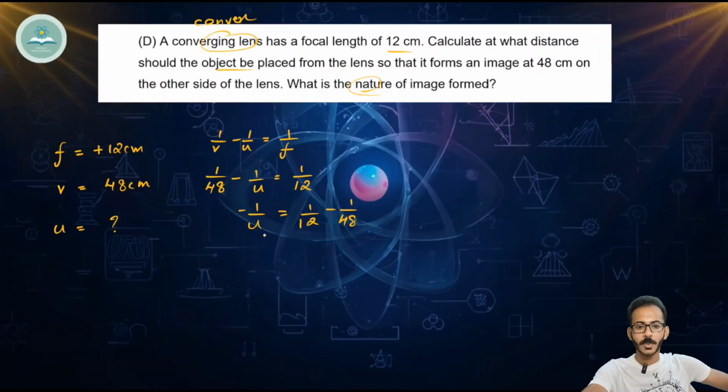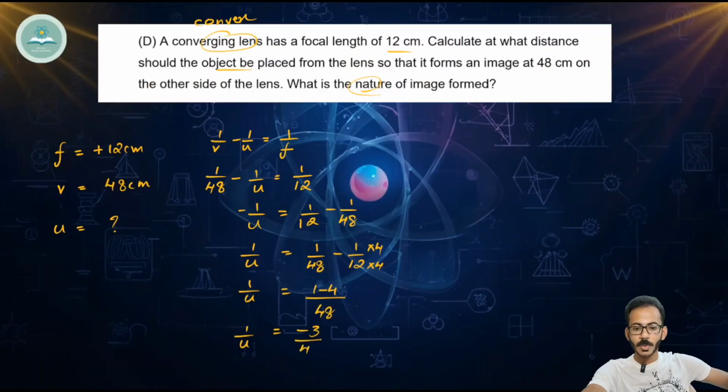So if I multiply everything with minus, then I'll get 1 by U is equal to, here it will become plus, here it will become minus. So I'll write 1 by 48 minus 1 by 12. Here I know that 12 into 4 will be 48, so I'll just multiply with 4. Now I'll get 1 by U is equal to 1 minus 4, divided by 12 into 4 is 48. Here also it's 48, common denominator. So 1 by U is equal to minus 3 by 48.